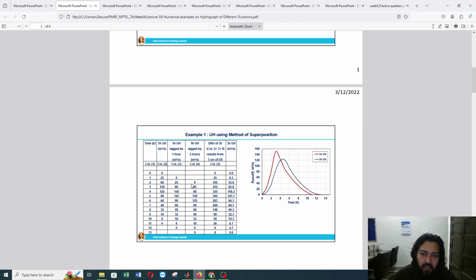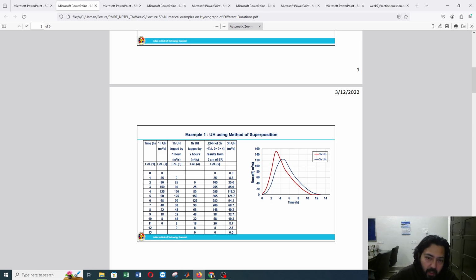The principle of superposition says that if we have two solutions, then their summation will also be a solution. So we are going to simply take the sum of these 3 columns, right? That is the 1 hour unit hydrograph when time is 0, the 1 hour unit hydrograph when there is a time lag of 1 hour, and the 1 hour unit hydrograph when there is a time lag of 2 hours. This total sum will give us the DRH, right?